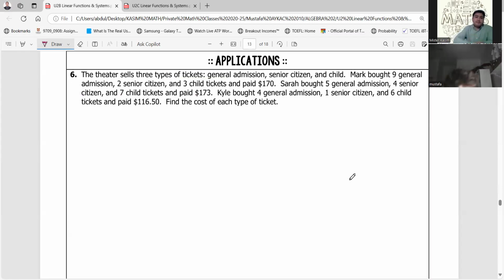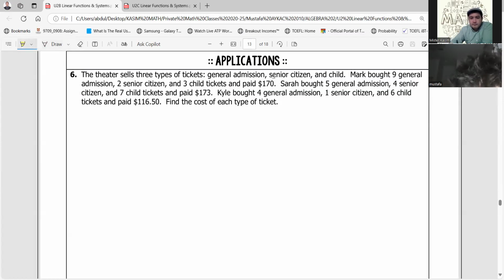Applications. Read the question. The theater sells three types of tickets: general admission, senior citizens, and child. Mark bought nine general admissions, two senior citizens, and three child tickets, and paid $170. Sarah bought five general admissions, four senior citizens, and seven child tickets, and paid $173. Kyle bought four general admissions, one senior citizen, and six child tickets, and paid $116.50. Find the cost of each type of ticket.